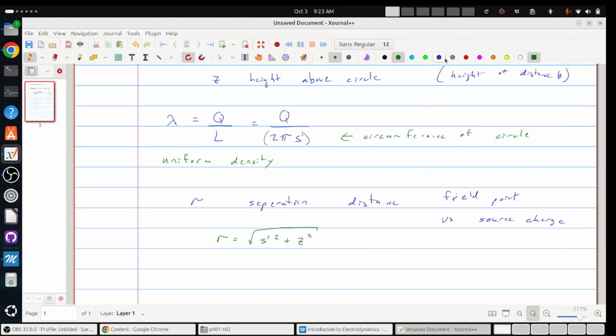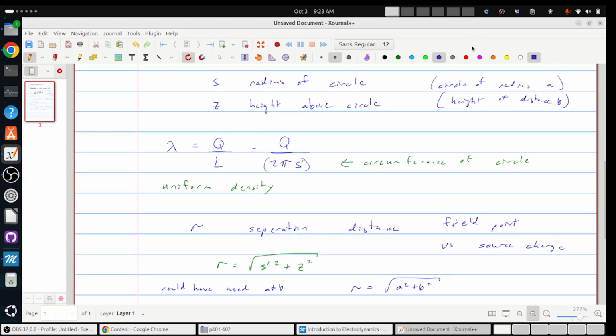Now again, if I were to use my a and b, then that r would be equal to the square root of a squared plus b squared, where I was using my circle of radius a and my height of b.